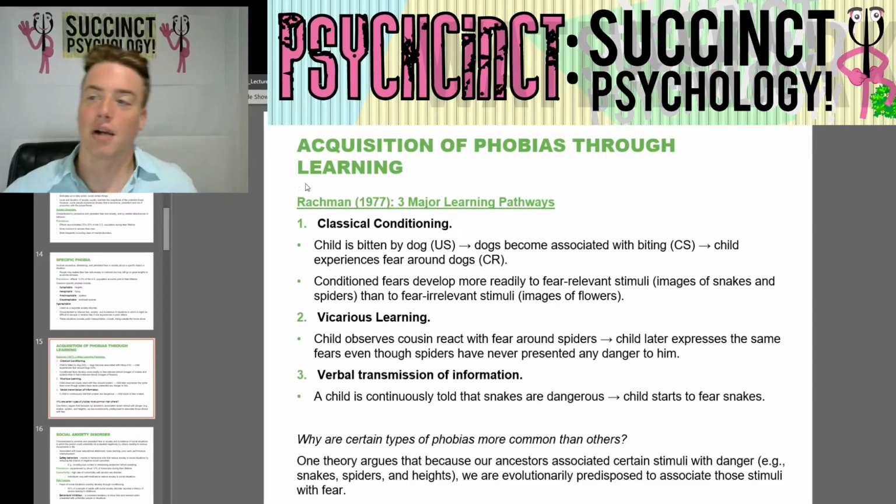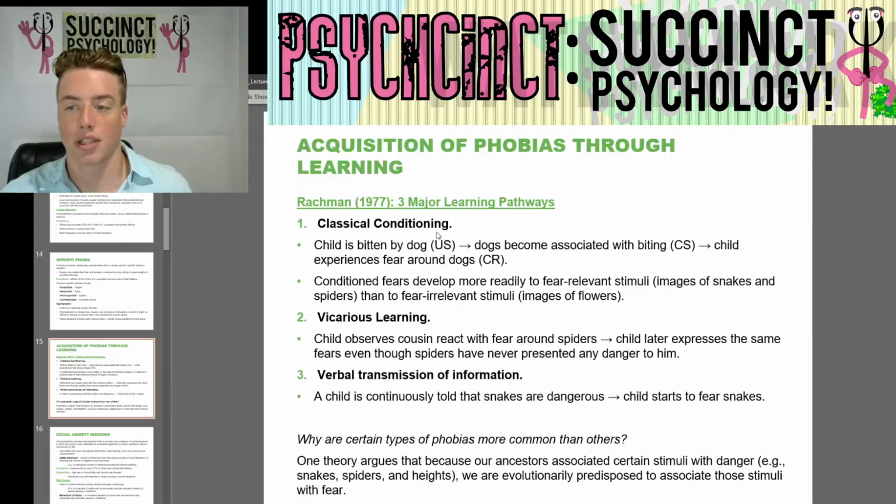So, acquisition of phobias through learning. Rachman, in 1977, described three major learning pathways. Classical conditioning, which we talked about way back when. So here we go, classical conditioning, though not in such a positive light. A child is bitten by a dog, the unconditioned stimulus. Dogs become associated with biting, so that's a conditioned stimulus. So the child experiences fear around dogs, the conditioned response.